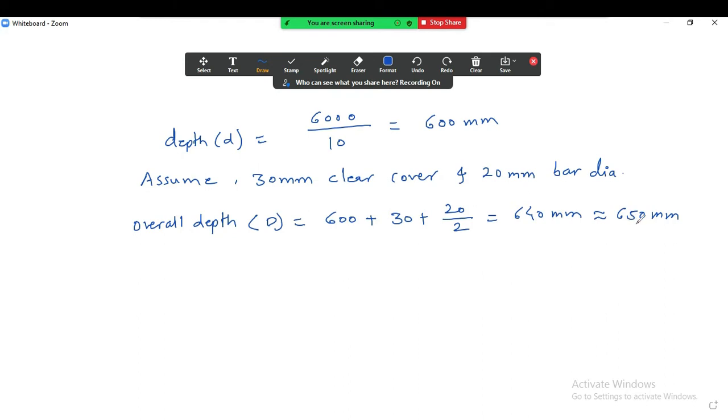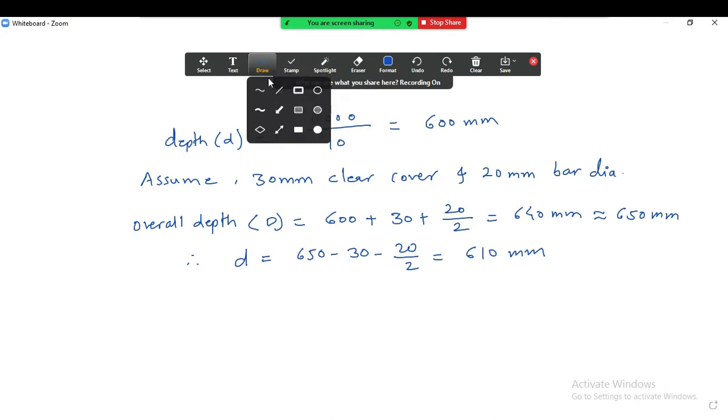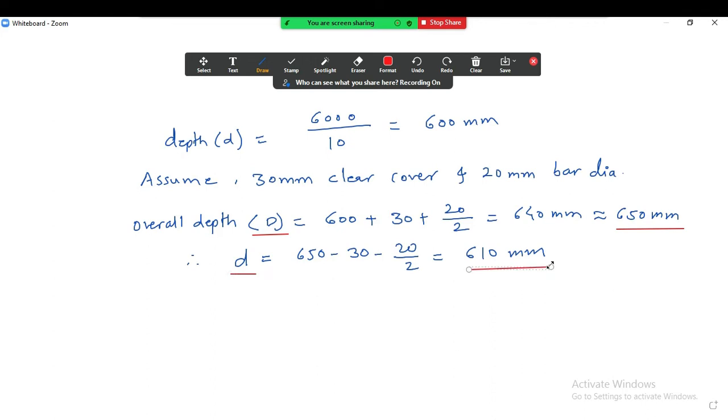Okay, now I will take this depth as 650. So therefore the overall depth is 650. If we increase the overall depth, then our effective depth also needs to increase. So small d is equal to 650 minus clear cover minus half of bar diameter, so it is 610. So our finalized dimensions are 650 mm overall depth and 610 mm effective depth.